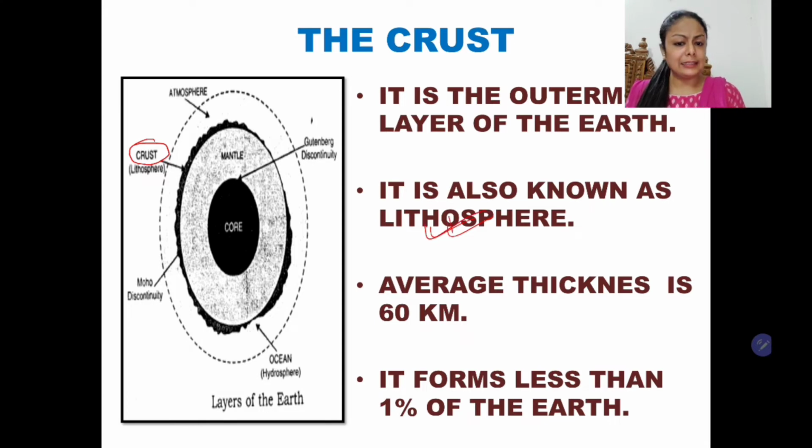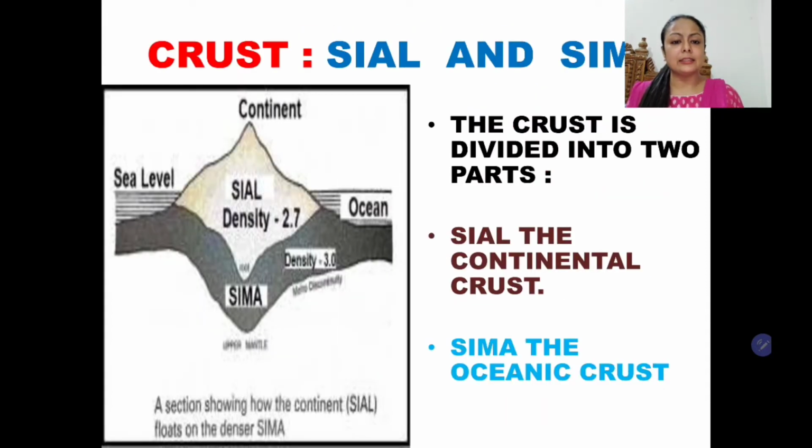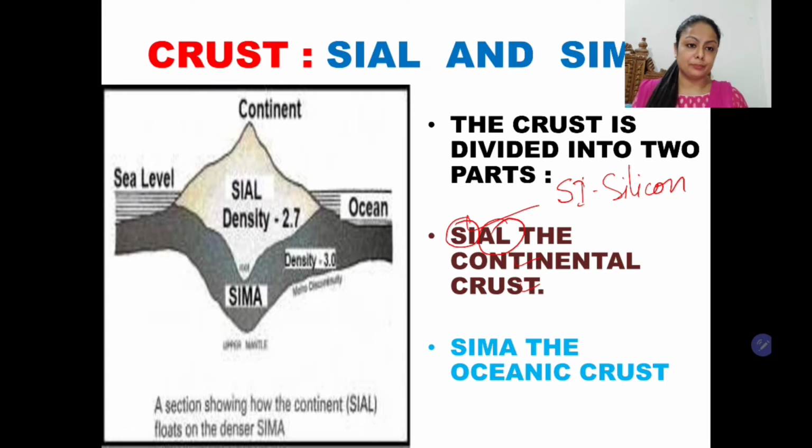So children, the crust in general is known as the lithosphere and its average thickness is 60 km and it forms less than 1% of the earth. So you can imagine how thin it is. It is the thinnest of all the layers. Now the crust can be divided into two parts. The Sial, that is the continental crust, is mostly made up of silicon. Si stands for silicon and Al stands for aluminium. So the Sial is mostly made up of silicon and aluminium. There are other minerals also, elements, but these are most common.